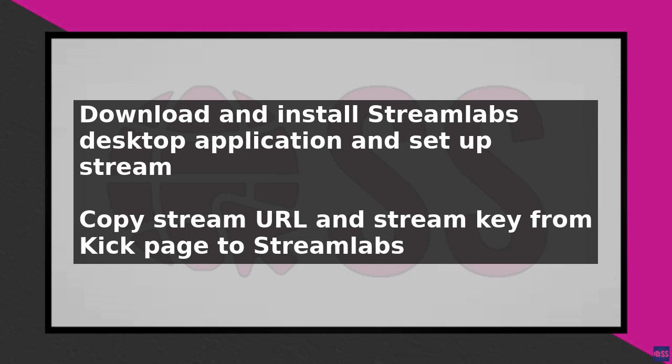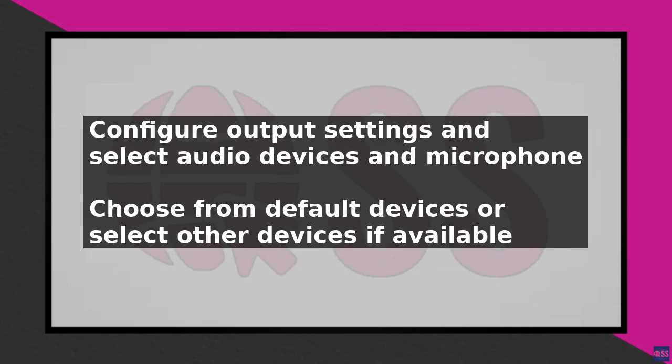Next, configure your output settings. But you can leave the default settings if you're not familiar with the options. Then, select your audio devices and microphone. You can choose from default devices or select other devices if available.